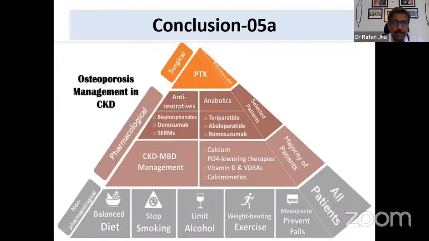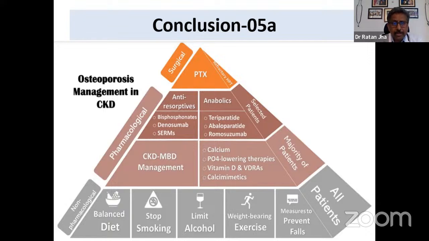So to conclude, osteoporosis management in patients with chronic kidney disease is not only drug management. Non-pharmacological elements of a balanced diet, stopping smoking, limiting alcohol, doing weight bearing exercise, and preventing falls are required in all the patients. Pharmacological treatment for CKD MBD is required by appropriately targeting calcium and phosphorus by phosphate lowering therapy, vitamin D and vitamin D receptor agonists, and calcimimetics in the majority of the patients.